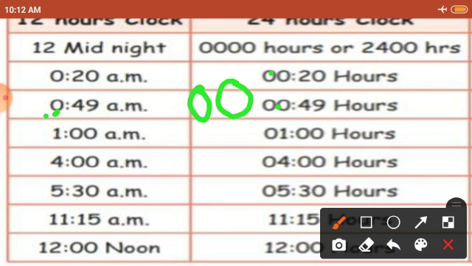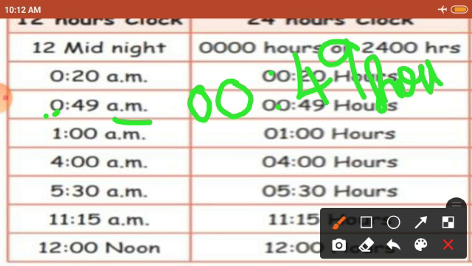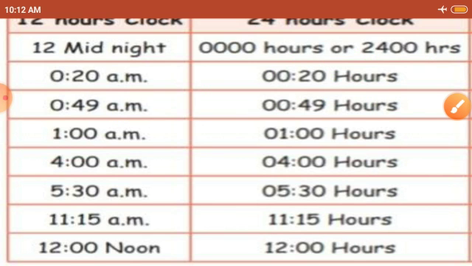Next is the colon. Next what did you get here? 49 AM. It is in AM, so you don't need to change anything. Just remove AM, right? So you will get 49. And you must denote this as what? As hours. So you have to put hours. So the answer is 00:49 hours. Let's see the third one.